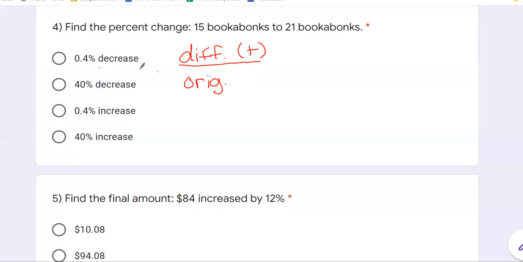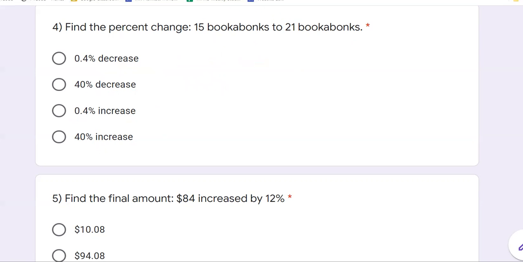But since we're using the word decrease or increase after the number, then we don't worry about the sign in front of the number. The increase or the decrease tells us which direction we went from the start value to the end value. Okay, moving on to the next question.